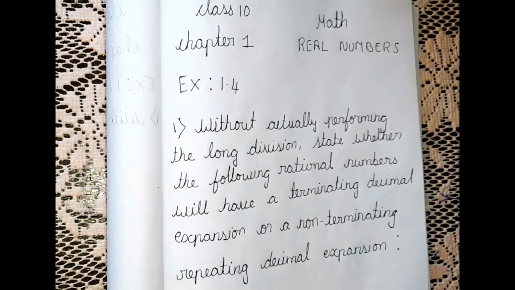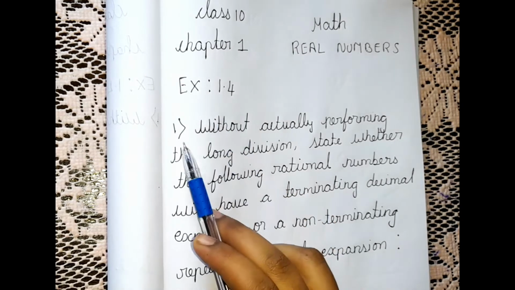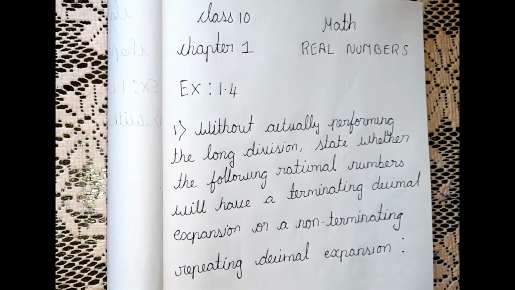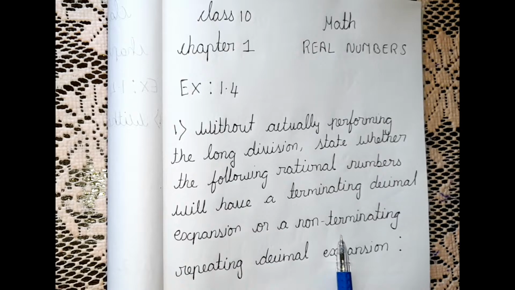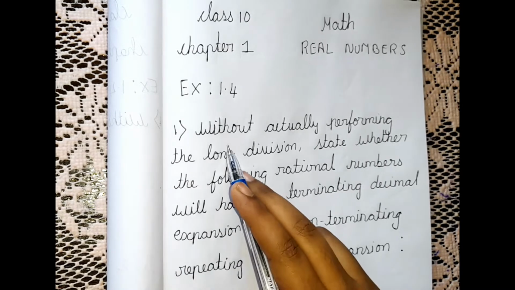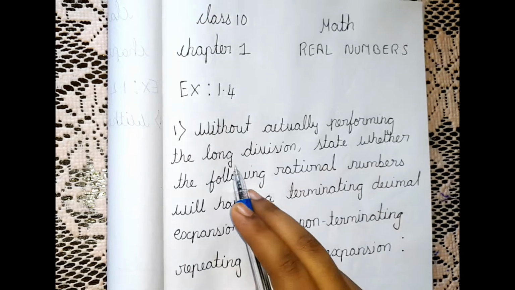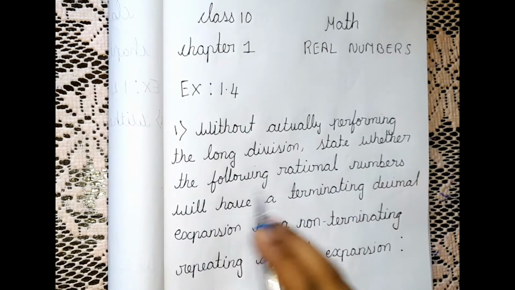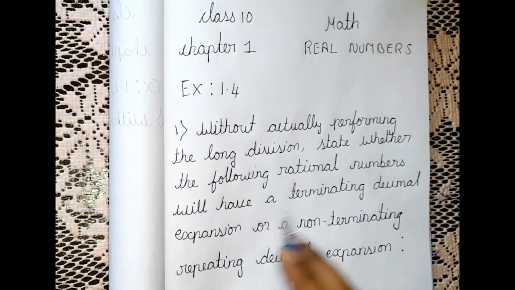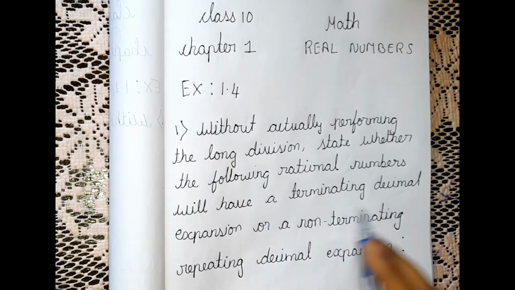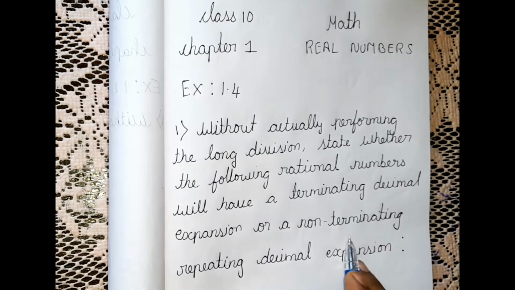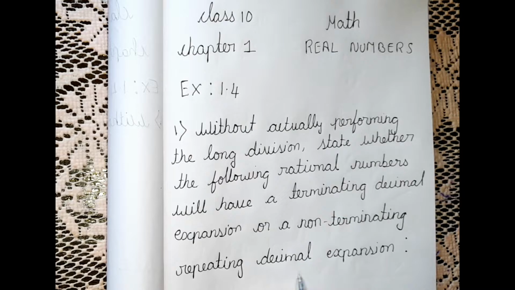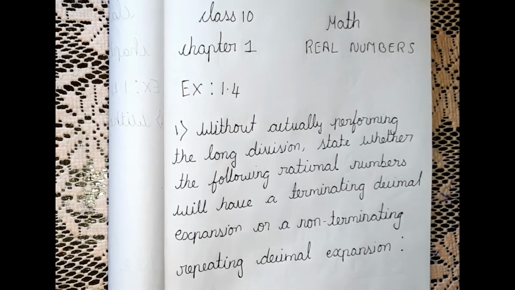Today we are going to be learning exercise 1.4, first question, first subdivision. Now let's read the question. Without actually performing the long division, state whether the following rational numbers will have a terminating decimal expansion or a non-terminating repeating decimal expansion. So this is the question.